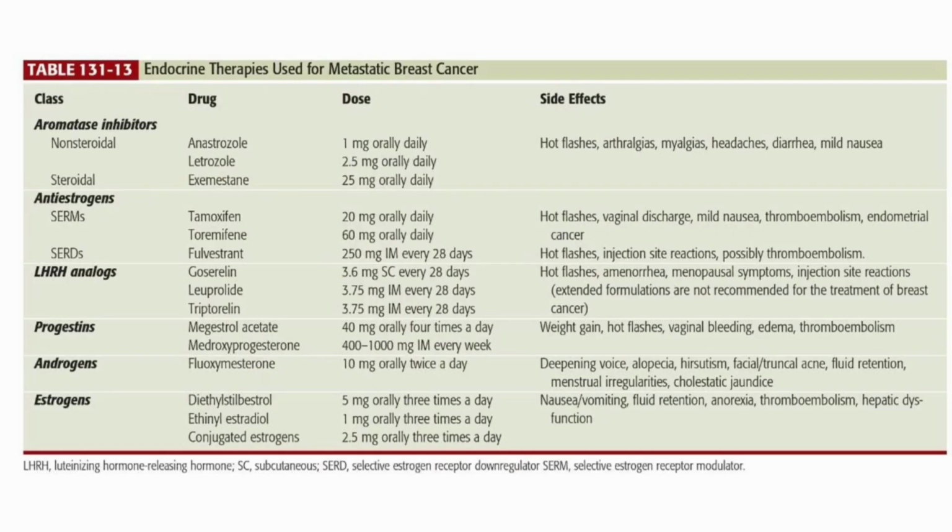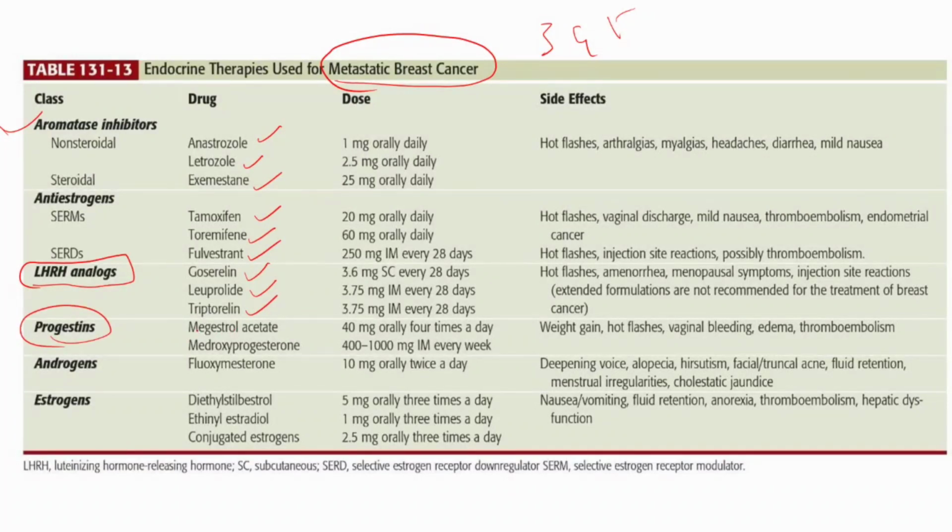In endocrine therapies used in metastatic breast cancer, particularly in stage 3 and stage 4, we have aromatase inhibitors, non-steroidal and steroidal: anastrozole, letrozole, exemestane. These drugs can be given. And anti-estrogens, if the patient has overexpression of estrogens: tamoxifen, toremifene, fulvestrant. And we have luteinizing hormone releasing hormone analogs: goserelin, leuprolide, triptorelin. In progestins we have megestrol acetate, medroxyprogesterone; in androgens we have fluoxymesterone; and again in estrogens we have diethylstilbestrol, ethinyl estradiol, and conjugated estrogens.